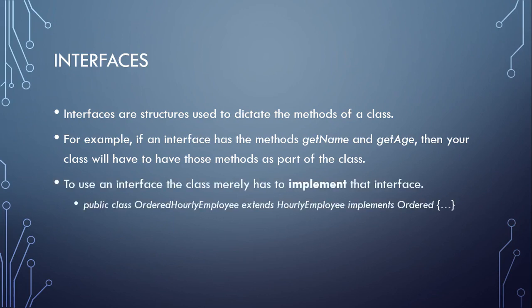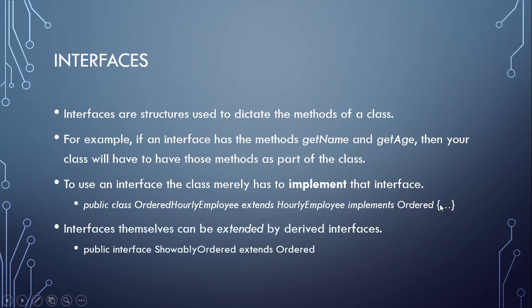Now to use an interface, the class merely has to put implements in front of it. So it just has to implement the interface. So public class OrderedHourlyEmployee extends HourlyEmployee implements Ordered, and that's it. So this class, of course, is called our OrderedHourlyEmployee, is extending the HourlyEmployee class, which remember was a derived class itself, so that means this is a derived class, and it's implementing the Ordered interface. Now, interfaces themselves can also be extended by derived interfaces. So, for example, public interface ShowablyOrdered extends Ordered. So Ordered, if you remember, is the original interface, ShowablyOrdered is the derived interface.